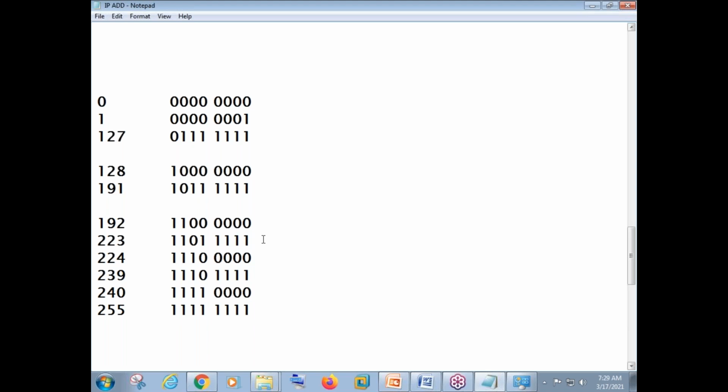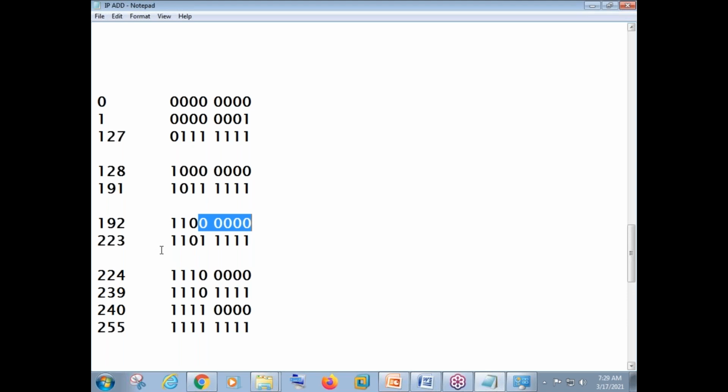What is the range of class C? 192 till 223. Now see, if you take any number from 192 till 223, the starting 3 bits will be 110. 192 is 110 and all zeros here, and 223 will be 110 and all ones here. But the starting 3 bits will be 110 for all numbers between 192 till 223.